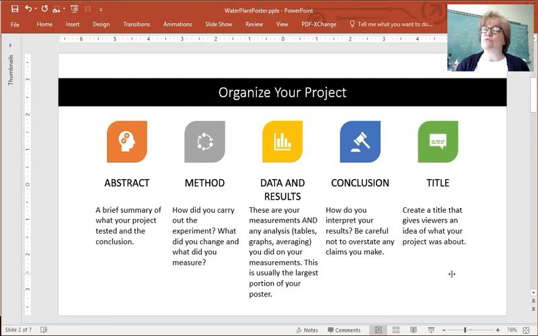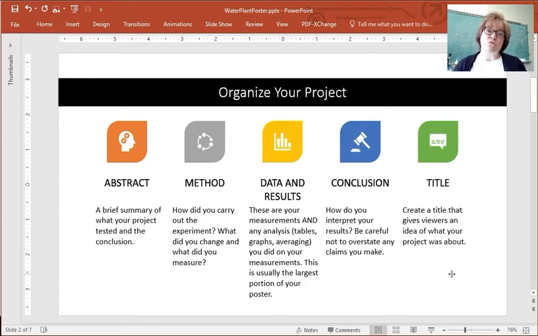Sometimes you have to do things to the data, like you have to make calculations from some of the things you measured, or you may have to analyze them and get an average or do some other statistical reporting on them. And this is going to be really the meat of my poster. This is showing my work.